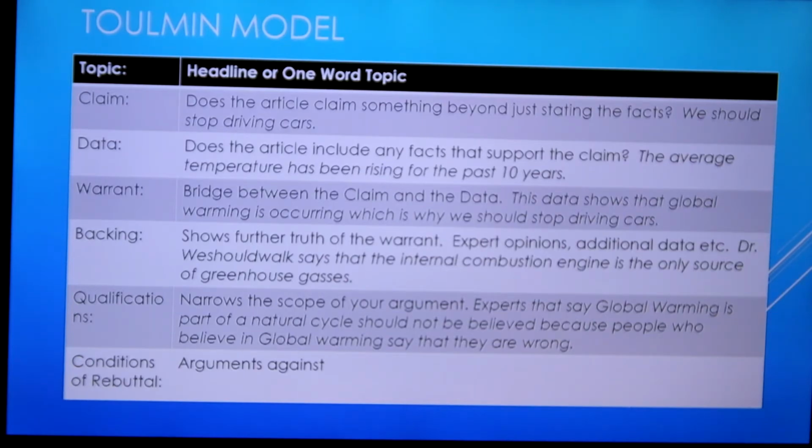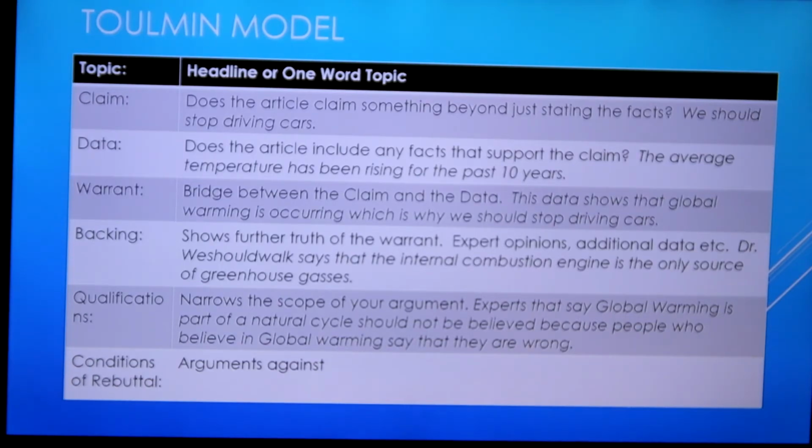This person is saying, experts say that global warming is part of a natural cycle. Those experts should not be believed because people who believe in global warming say that they're wrong. Right, this is a logical fallacy called circular reasoning, where the expert is agreeing with themselves, saying that the other person is wrong. There's not a logical reason for that.